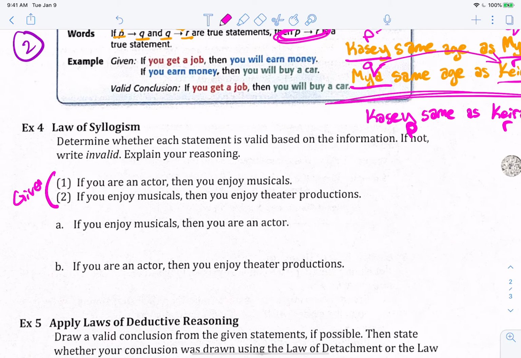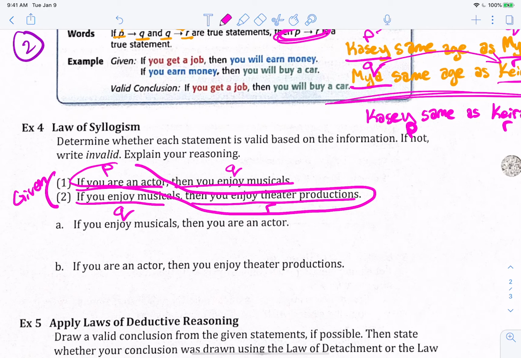This is given. Number 1, if you are an actor, that is P, then you enjoy musicals. That is Q. We're assuming that's a true statement. If you enjoy musicals, that is Q again, then you enjoy theater productions. That is R. So what should our conclusion be? If you're an actor, then you enjoy theater productions, which is part B. So this is valid.